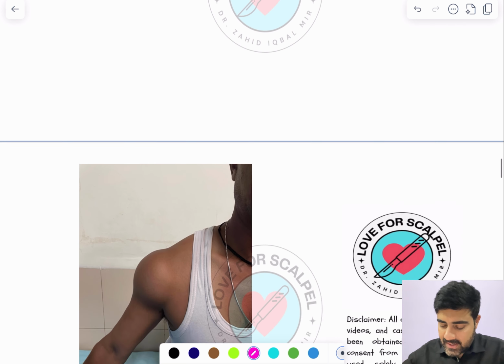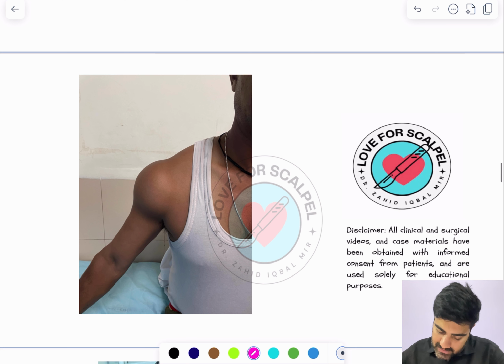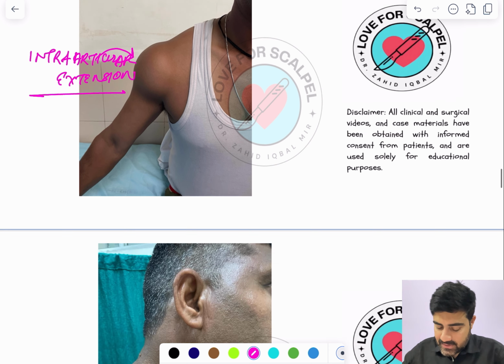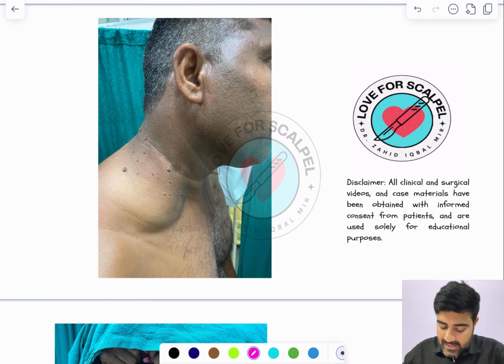Okay, fine. So now let us discuss these cases. This is a case of lipoma on the shoulder, and this lipoma had intra-articular extension. Then we have the second case. This is a case of lipoma on the nape of the neck extending toward the shoulder. So this was also a lipoma. Then this is one more case.